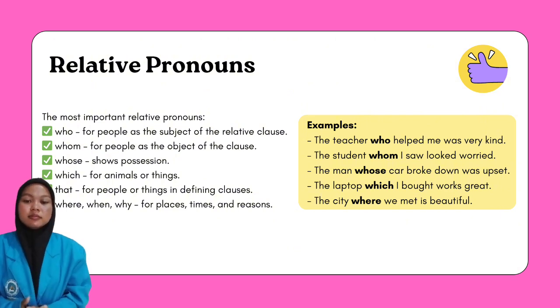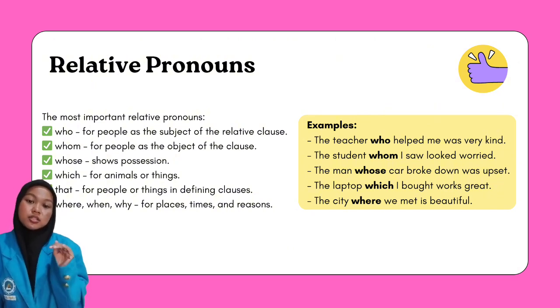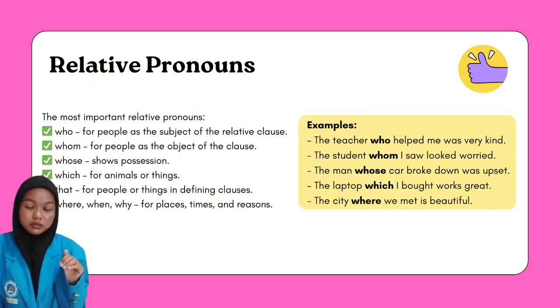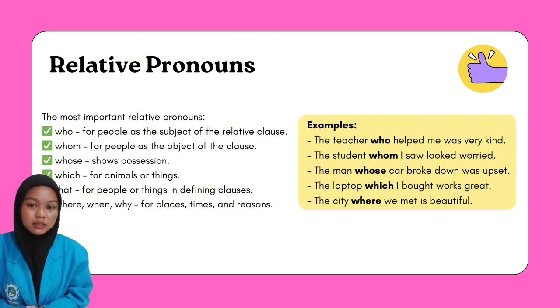For examples, the first example, the teacher who helped me was very kind. Here, who is the subject of helped. Another example, the student whom I saw looked worried. Here, I is the subject of saw and whom is the object. And then the next example, the man whose car broke down was upset. This means the man's car broke down.